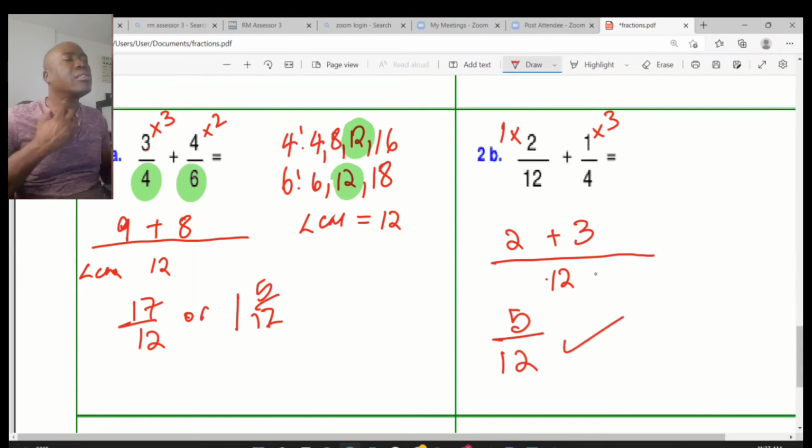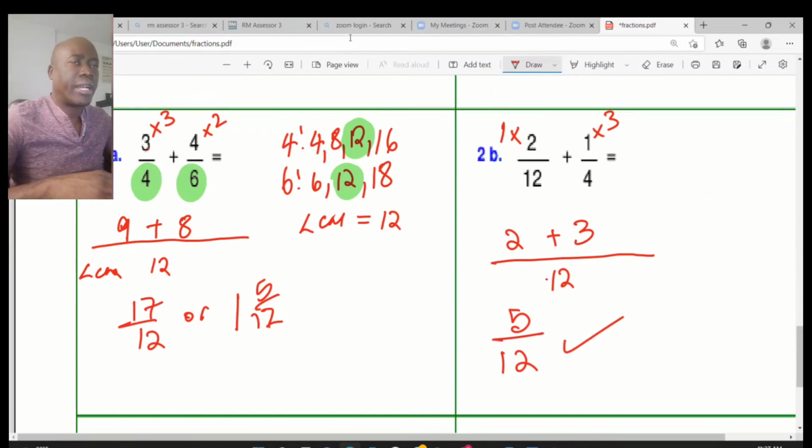And there you have it. Adding fractions that have the same denominator as well as adding fractions that have different denominators.